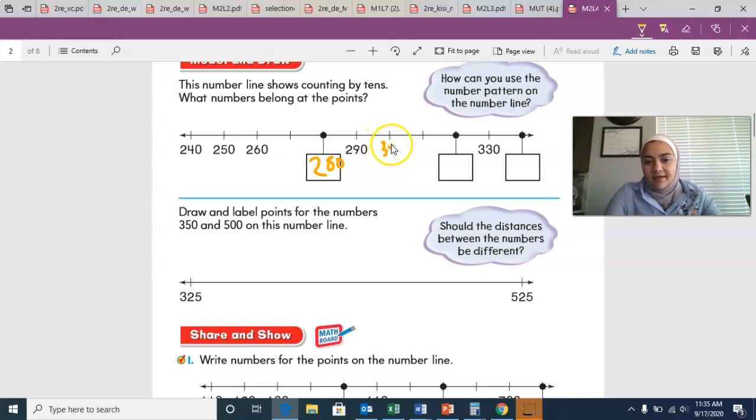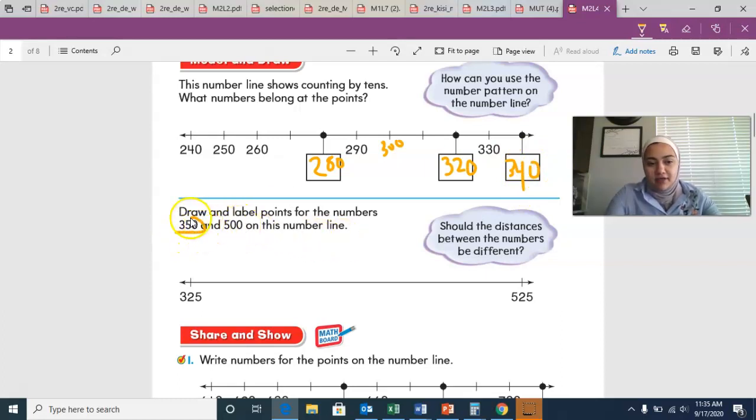300, right? And then 310, 320, 330, and then 340. Good job. All right, draw and label points for the number 350.